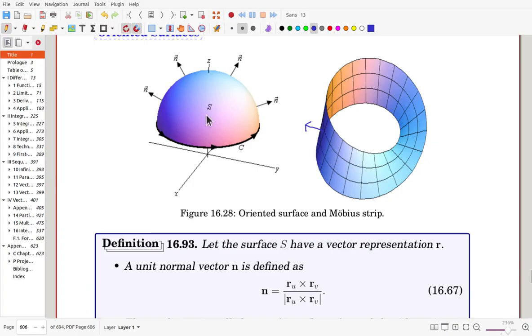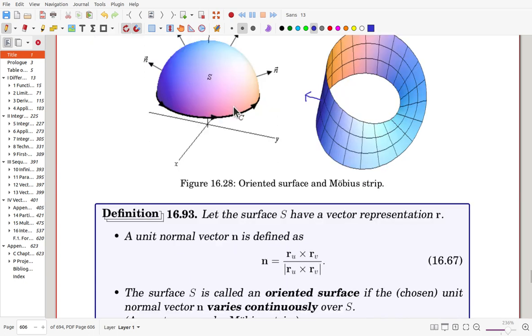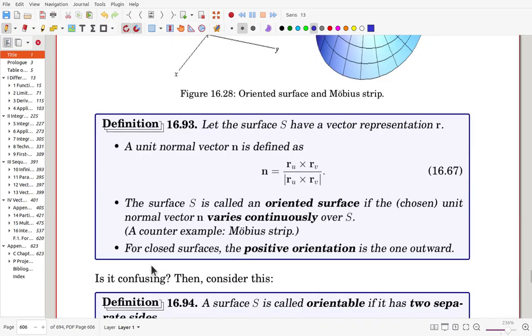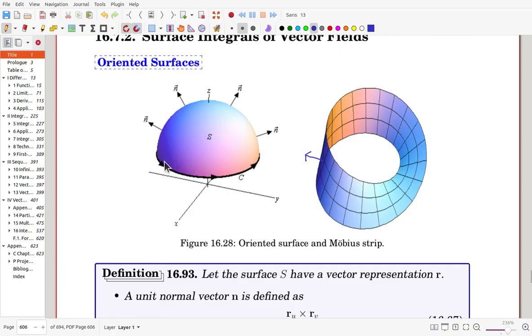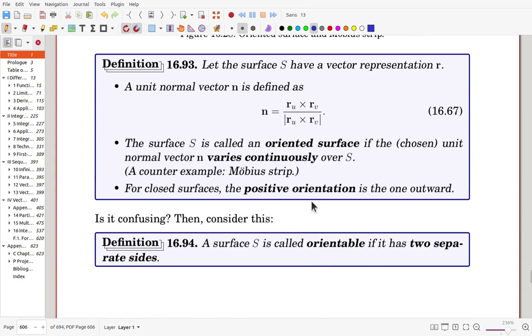But for this one, it's moving continuously, so it is an oriented surface. You may choose n in that direction, or the inside direction, and that's the reason you see it chosen here. For closed surfaces, the positive orientation is the outward one. For example, if this is a whole sphere, then the outer normal vector is the positive orientation.